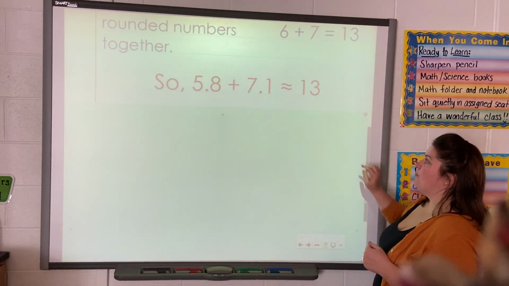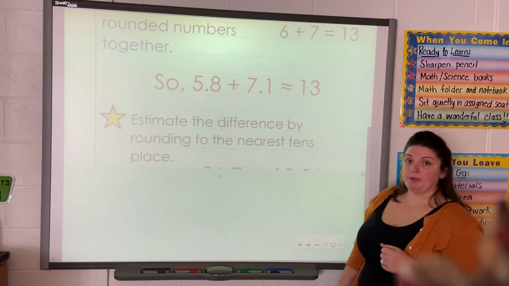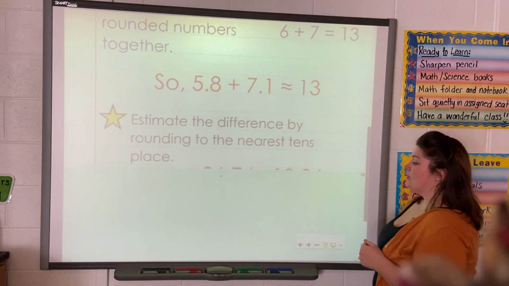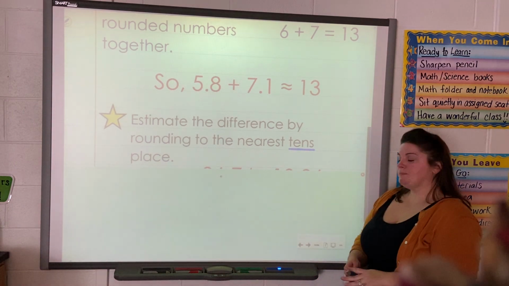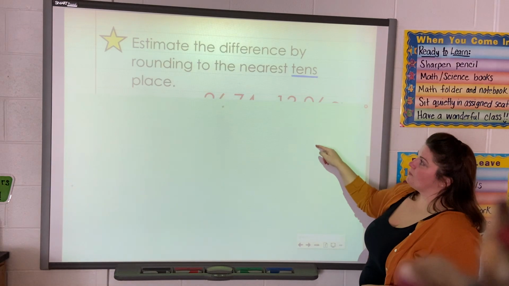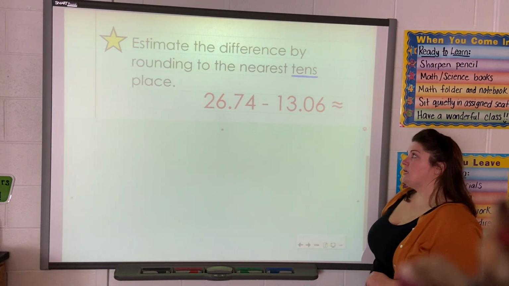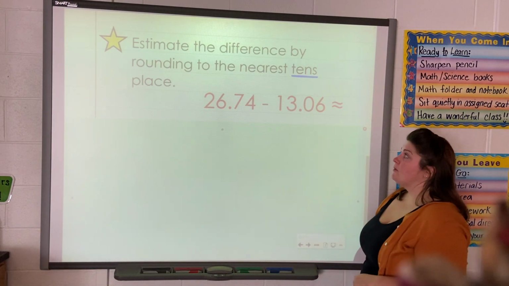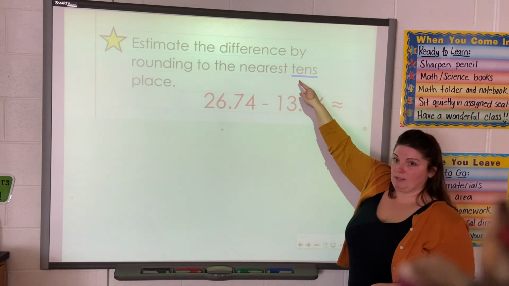Let's try another example. In this example, we're going to round to a different place value. Estimate the difference by rounding to the nearest tens place. 26 74 hundredths minus 13 6 hundredths is about what? So we're going to round these numbers to the nearest tens.